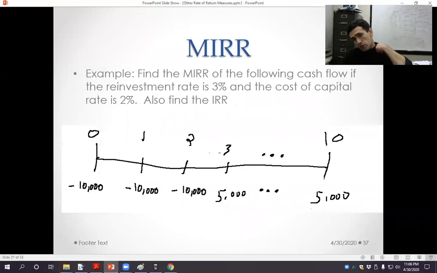Okay, so I think I'll do an example here and then end, and then I'll do in another video the time-weighted rate of return and the dollar-weighted rate of return. Okay, so find the modified internal rate of return of the following cash flow if the reinvestment rate is 3% and the cost of capital rate is 2%. Also find the internal rate of return.